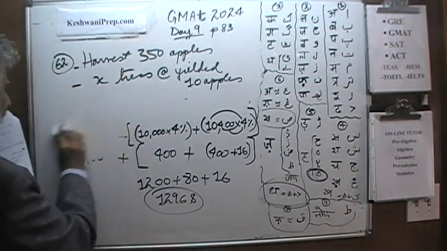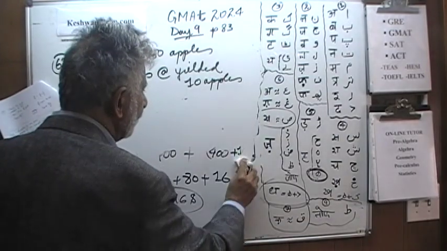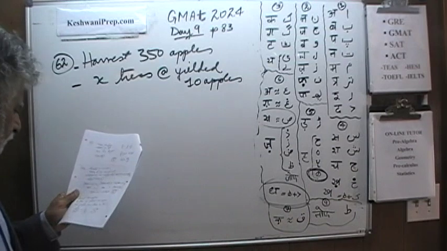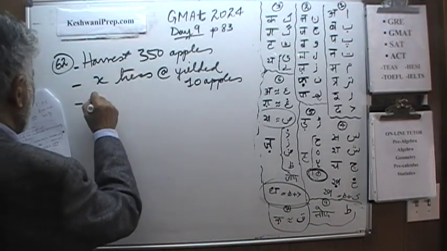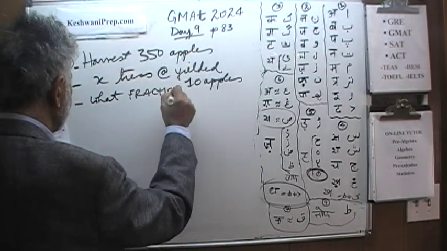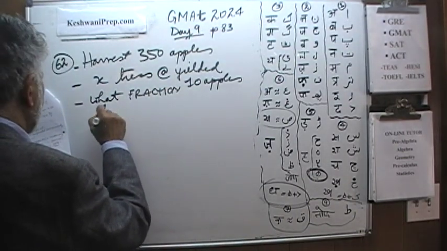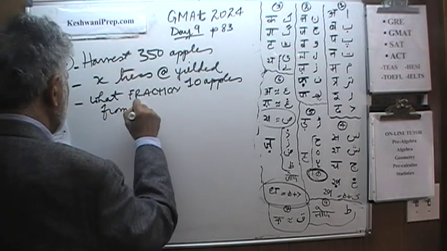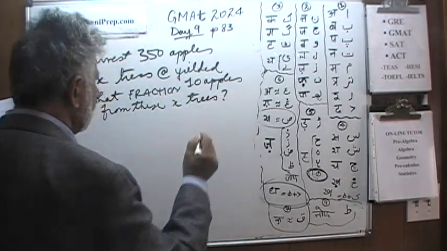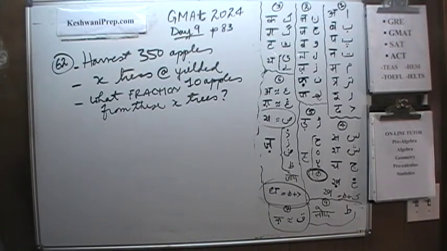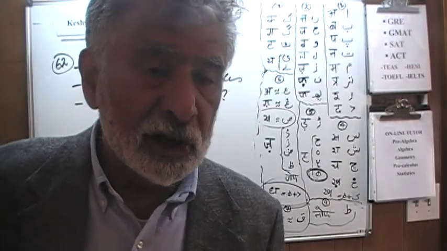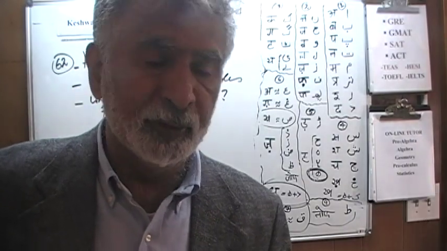The question simply is, what fraction of our total harvest of 350 apples came from these X trees, which each yielded 10 apples? Do it yourself.